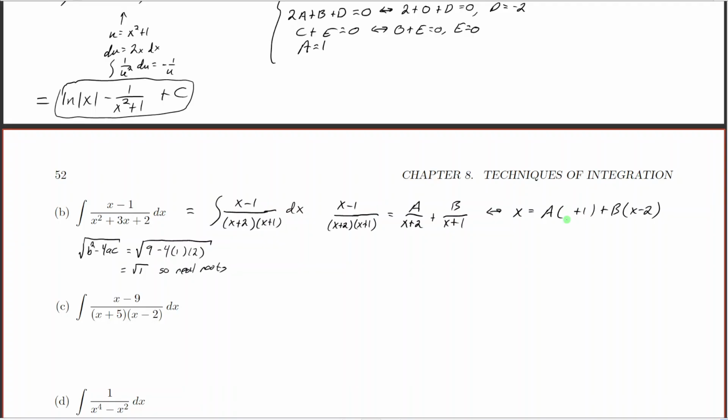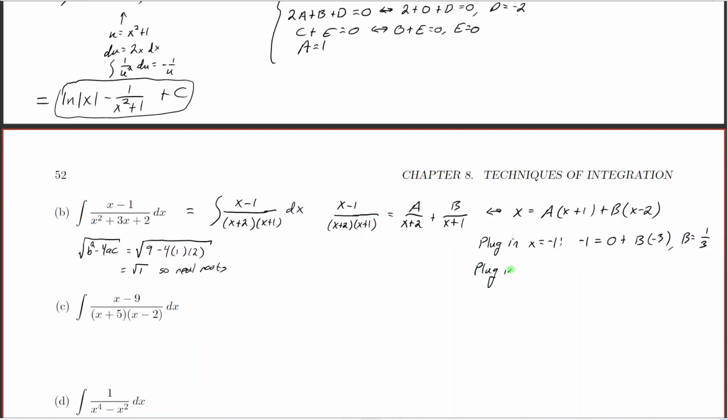Whether we decide to plug in values of x or expand, either way, this is going to be a pretty quick one to solve for A and B. But since we can plug in x equals -1 and x equals 2, I'm just going to go ahead and do that. That'll be pretty fast. -1 is going to be equal to, this A term will drop out, and then we'll have B times (x minus 2), which will be -3. So that means that B is equal to 1/3 once we divide and cancel the negatives.